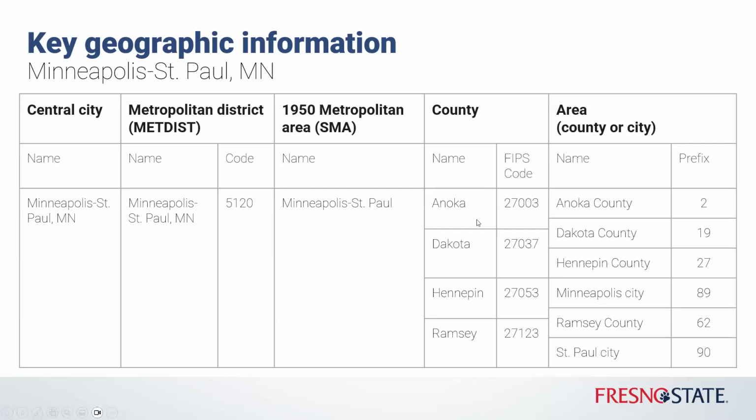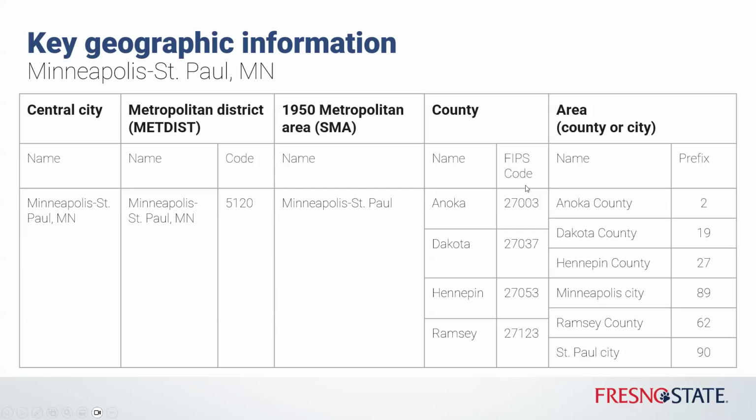All right, so the counties that make up the 1950 SMA of Minneapolis-St. Paul are Anoka, Dakota, Hennepin, and Ramsey. All 4 of those need to be accounted for. So you'll see their FIPS codes here. 27 is the state code for Minnesota. And then those 3 trailing digits are the codes for the counties. So Anoka is 3, Dakota is 37, Hennepin is 53, Ramsey is 123.